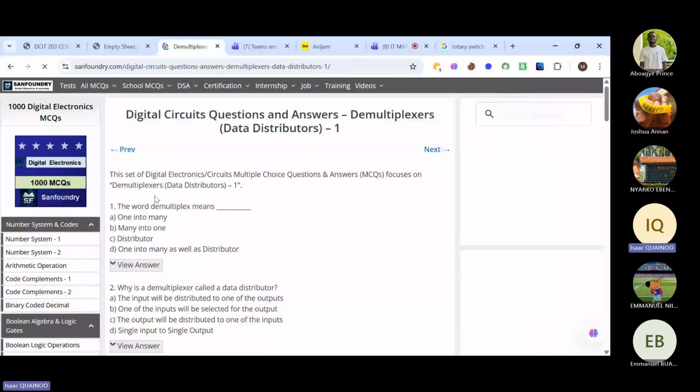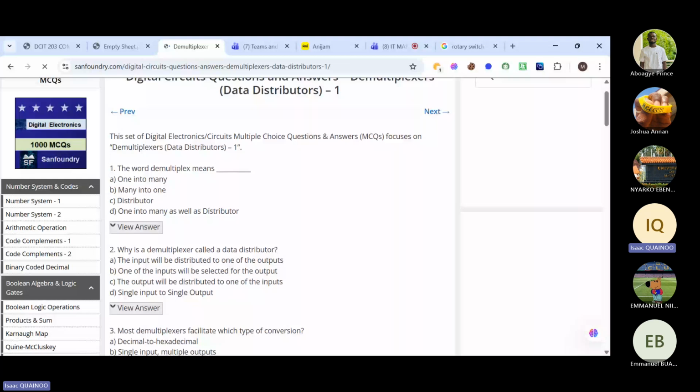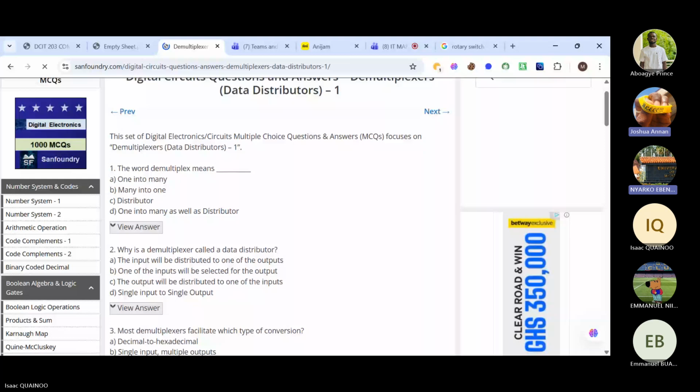So question 1. The word demultiplexer means A, 1 to many, B, many to 1, C, distributor, and D, 1 into many as well as distributor. Yes, I think we all should be able to get this. So the answer is many to 1.